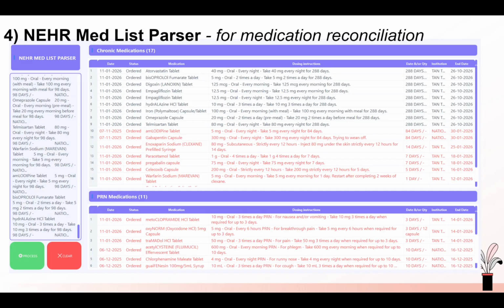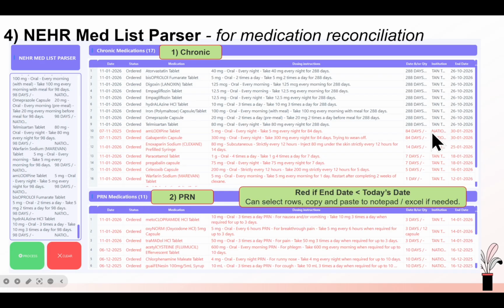Okay, after clicking process, you will have two tables: chronic medicines and PRN medicines. In this case, it displayed 17 chronic medicines and 11 PRN medicines. At the far right column, you will notice an end date. If the end date is less than today's date, the system will color it red, highlighting it for a user to investigate further if needed. User can also select the rows, copy and paste to Notepad or Excel if needed. Let me show you how it works on the app.